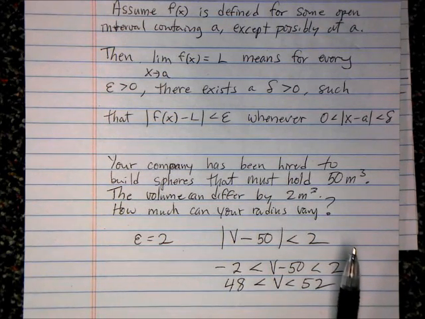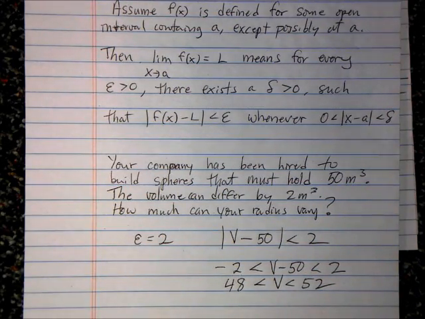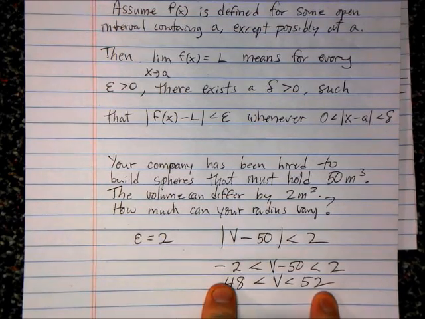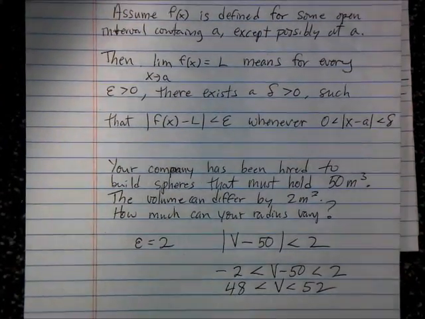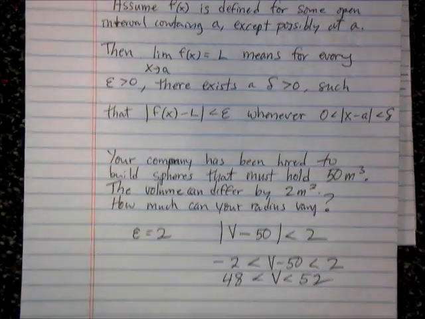So my job now as the engineer, I need to figure out the delta value. So I need to figure out how far off can my radius be. If my sphere has to be within 2 units by volume, how far can my radius be? All right, so I need a formula for volume. Anybody happen to know a formula for volume?